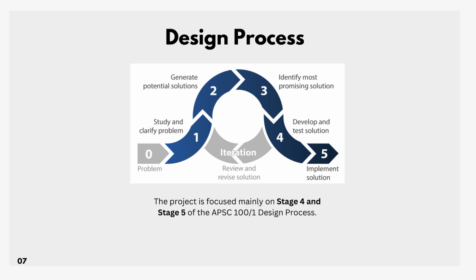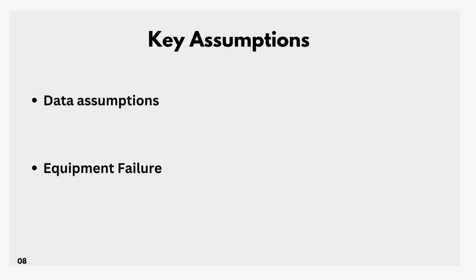Our design process is derived from the APSI 100 framework, and we focus mainly on stage 4 and stage 5, as the previous stages were covered in module 6 of this course. Key assumptions in this project were, firstly, that the data provided to us was accurate and that there would be no significant changes in climate which would affect the performance of our system. However, we did test our system and included some of this variability to ensure our system was robust. Secondly, we also assumed that there would be no major equipment failure that would cause a big problem in the project.